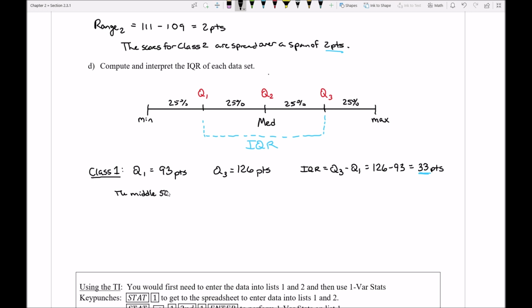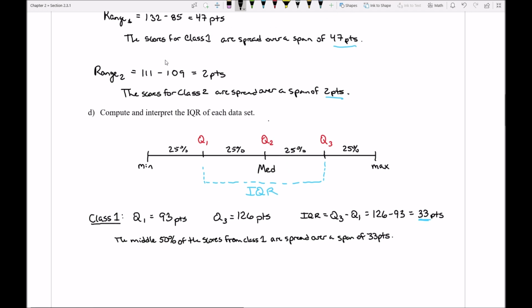The middle 50% of the scores from class 1 are spread over a span of 33 points. That's it. Notice it's very similar to how we interpreted the range, except now it's not for the whole data set, but it's for the middle 50% of the data set.